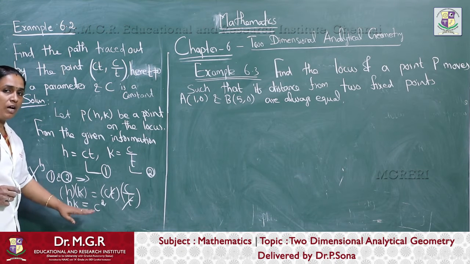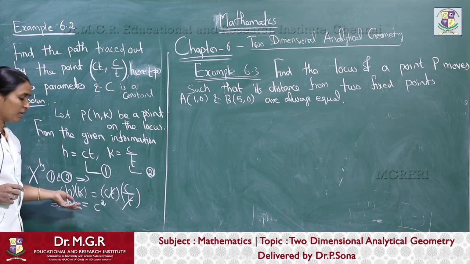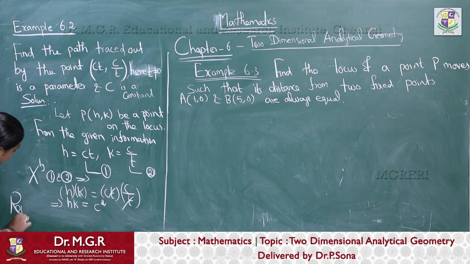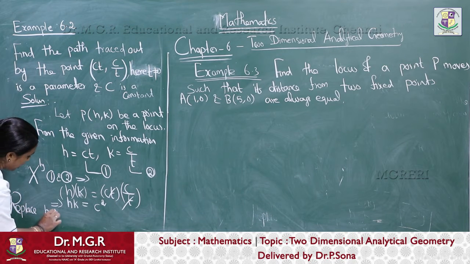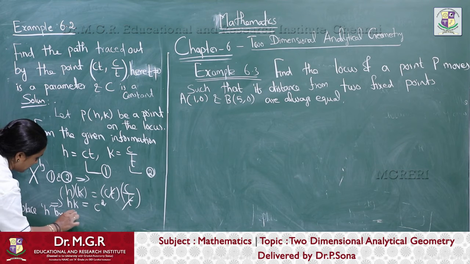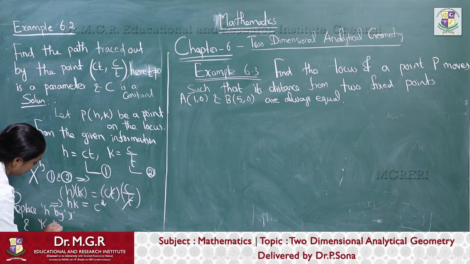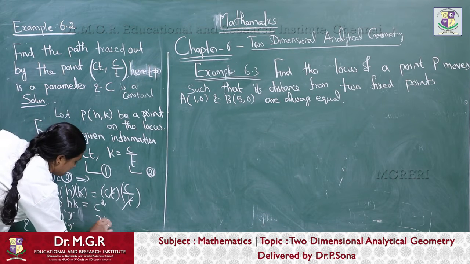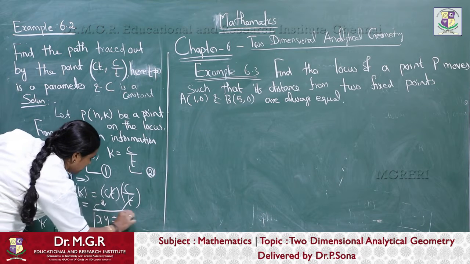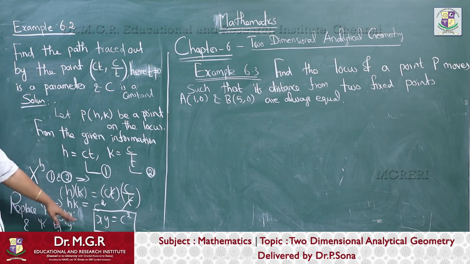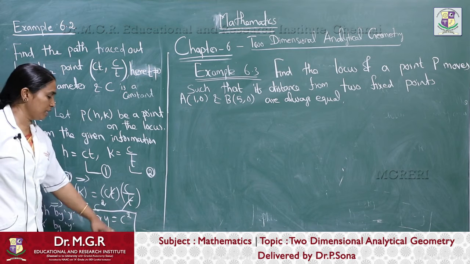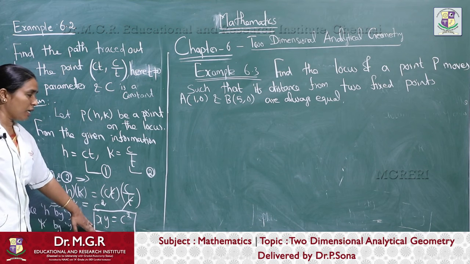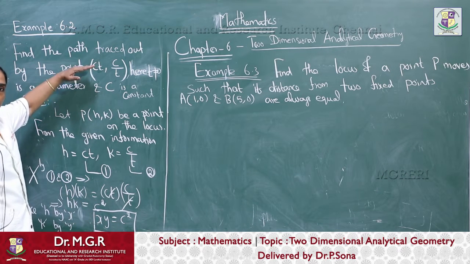Now this is the final one, but we have to give the replacement for h and k. Replace h by x and k by y, and this equation becomes xy is equal to c square. So this is the equation of the locus corresponding to the given point.